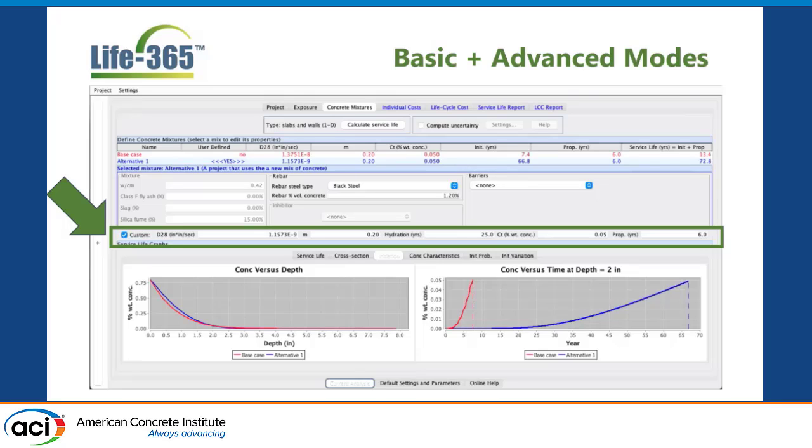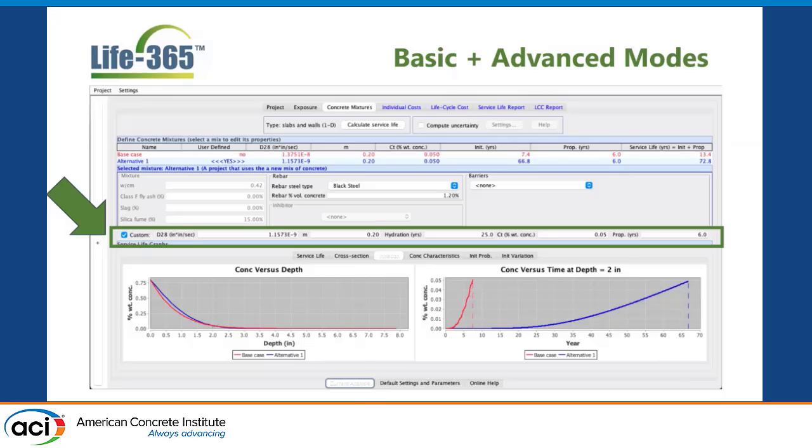Basic and advanced modes in this model. This model is used by a lot of engineers just to see what the relative value of a new admixture would be, just the relative value. And so it comes with a number of presets: water cement ratio, class F fly ash, slag, silica fume, different rebar types, inhibitors, corrosion inhibitors, barriers. Those are all presets. You choose those, and it adjusts either the concentration to initiate corrosion or the hydration parameters like m, those kinds of things.